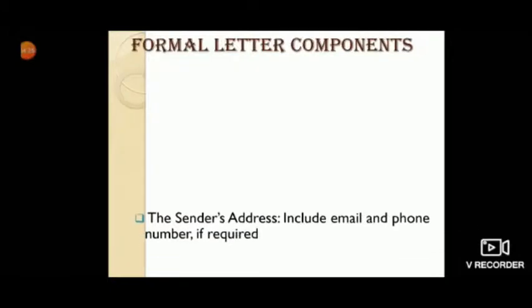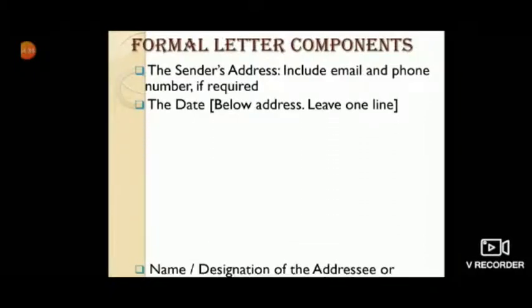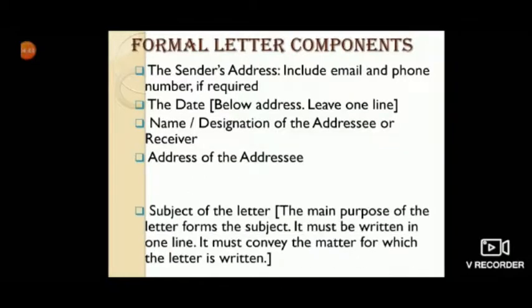To write a formal letter, we should follow the format of formal letter, and the main components of formal letter are: first, we have to write the sender's address, and if required, we can also include email and phone number. Then write date below the address after leaving one line. Next, name or designation of the addressee or receiver, address of the addressee, subject of the letter.